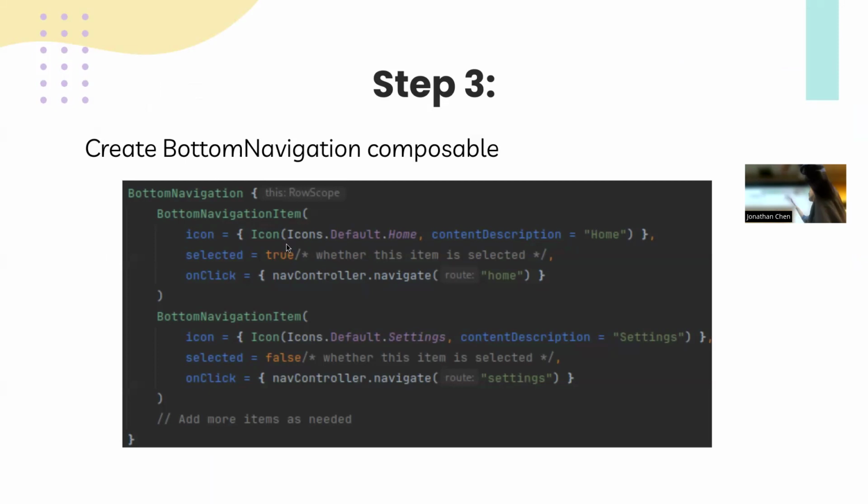Step 3 is to implement all of that in a bottom navigation composable. So Android already handles most of the nitty-gritty for us. We just need to call bottom navigation, and then it has an open scope here where you put in the individual items that you want. So you can see in this navigation, how many items do you think? How many different buttons can we click on the bottom there? How many do we think?